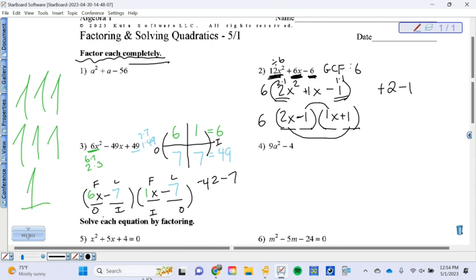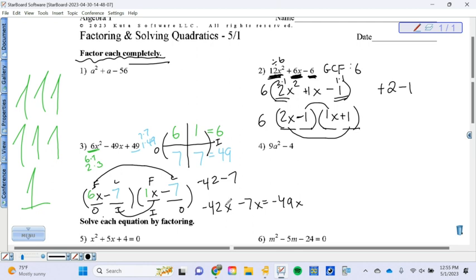So if you re-FOIL it back out, you have to FOIL them and then add it up. 6 times negative 7 is negative 42x. And then my inners, negative 7 times 1x gives me negative 7x, and that's negative 49x. Boom. You have to add it.